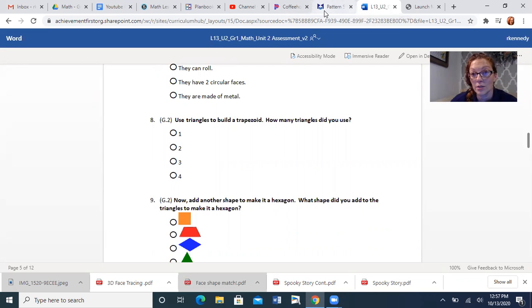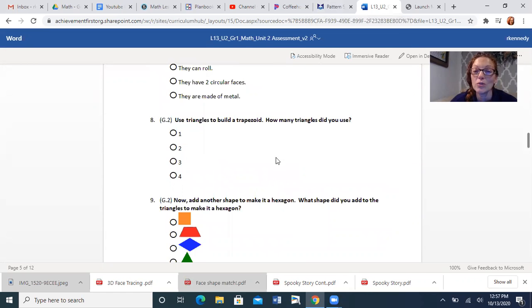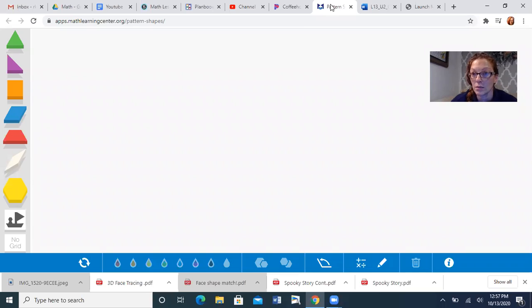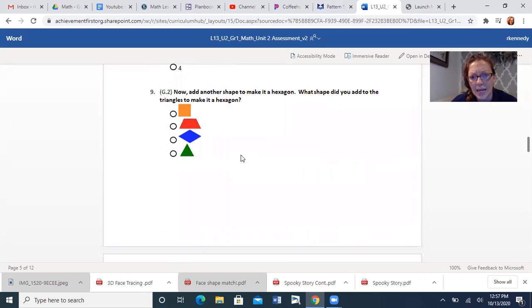Number 8, you are also probably going to need this. Use triangles to build a trapezoid. How many triangles does it take to build the trapezoid? You're going to put in the number. Did you use 1, 2, 3, or 4? Now you're going to take that and add another shape to make it a hexagon. That means you only add one more shape to make it a hexagon. What shape did you add to those triangles to make it a hexagon?